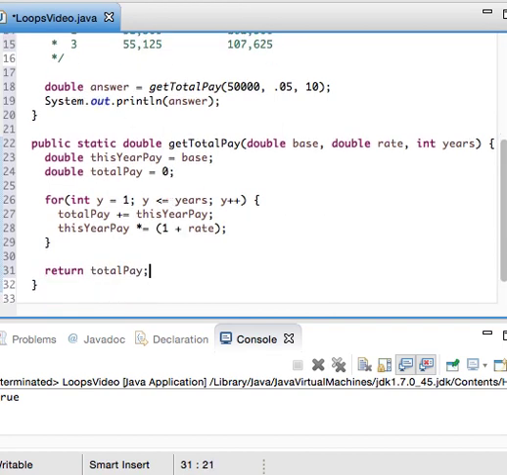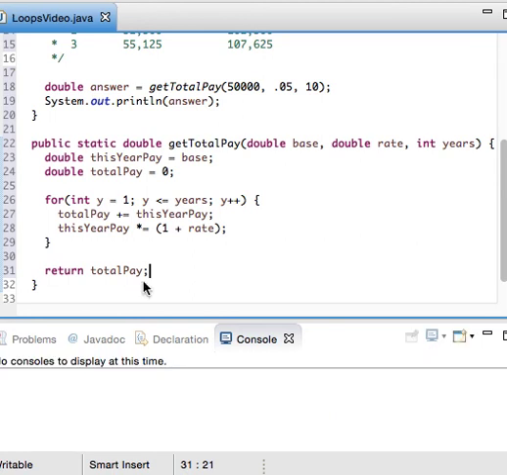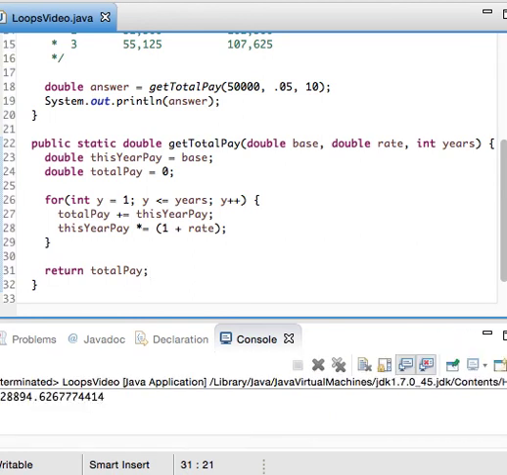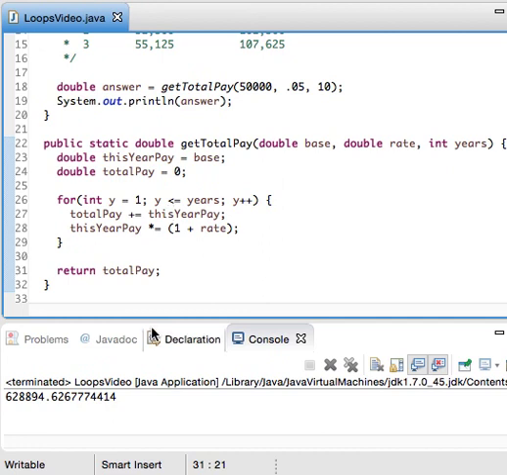So let me give this a run, and we'll see what it says. And it says right here that I should make $628,894 over 10 years, which seems pretty reasonable because it would be $500,000 if I didn't get any raises. So you're getting $128,000 worth of raises over 10 years. So pretty good deal. All right, so once again, this is an example of calling a method and taking in some parameters, doing a little mathematics with a loop, and then at the end returning the value.